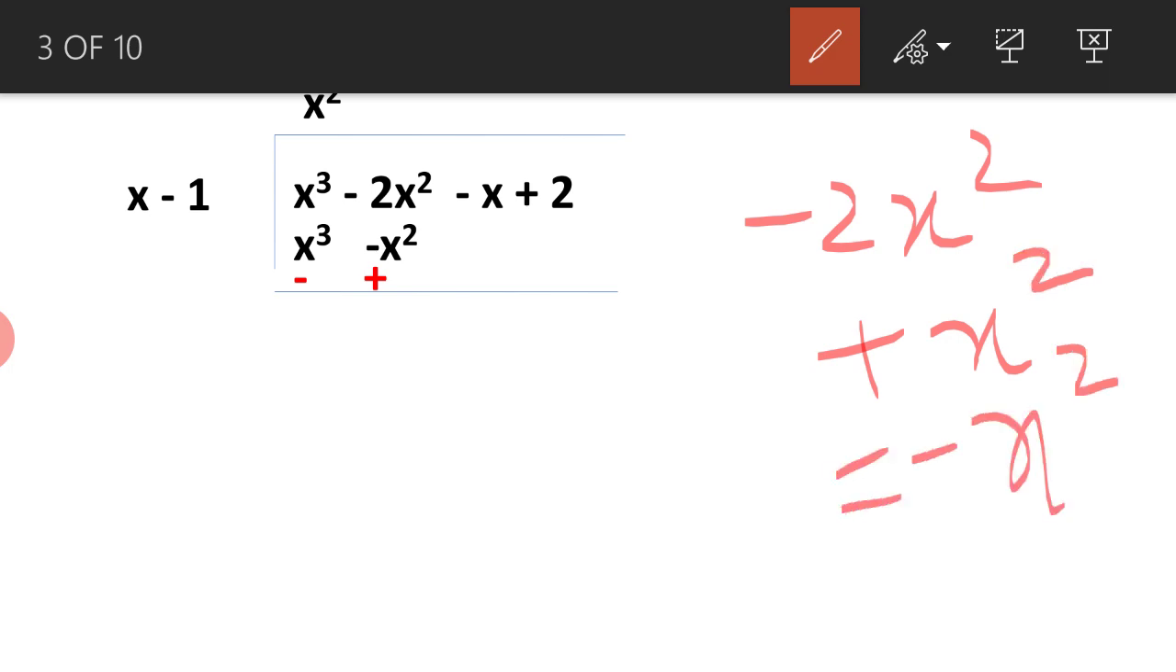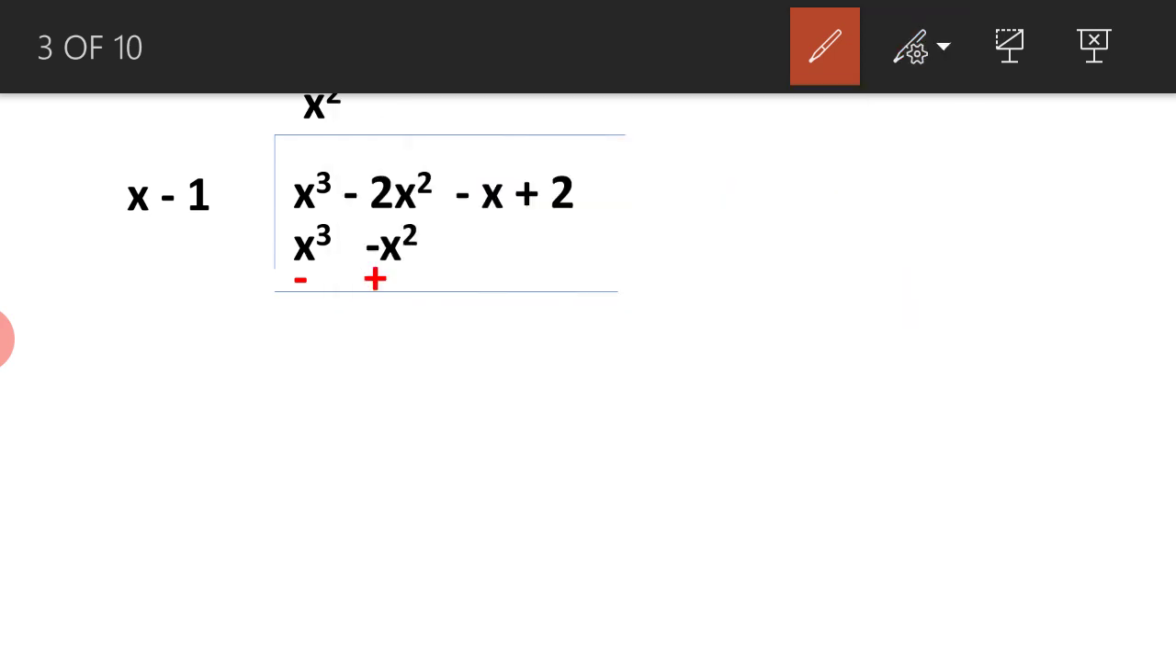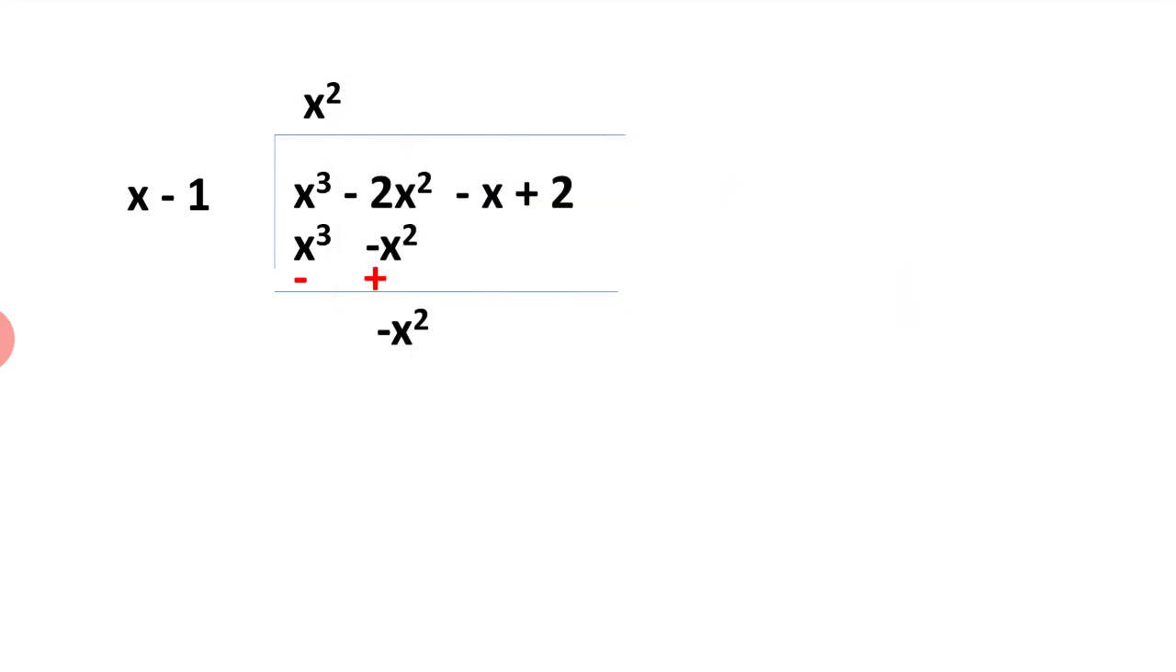So minus 2x square plus x square will be minus x square. These are the points wherein the most mistakes are made. Is it okay? Instead of minus x square, you write x square. Is it okay? So children, remember, you have to be very careful about this. So here you will get minus x square. Now bring the remaining two terms down. So minus x square minus x plus 2.